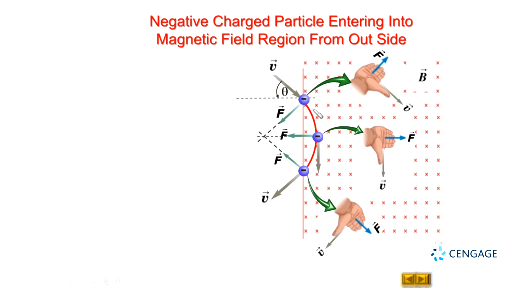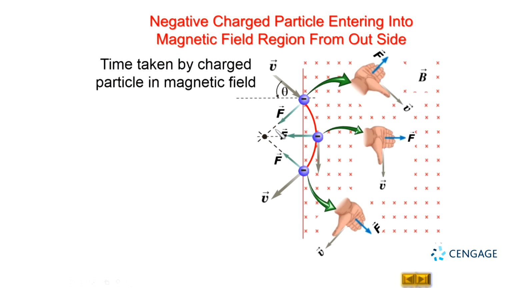Now let us find the time. That is the time taken by the charged particle in the magnetic field region. For getting the time, we need to find this angle. That is the angle made by this arc in the magnetic field. So we need to calculate this angle, right? And we know this angle is theta. This angle is theta. That means this angle is 90 minus theta. We can say this angle is again 90 minus theta. This should also be 90 minus theta. That means this is equal to pi minus 2 theta.